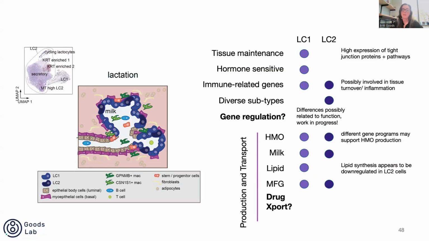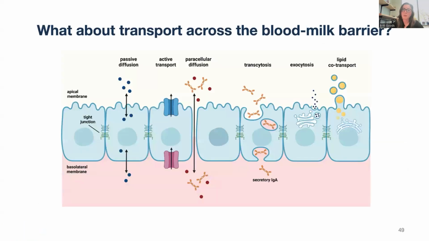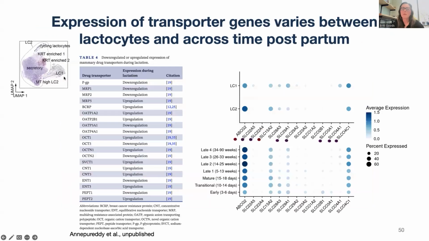But another aspect, of course, that's really important to the biology of these cells is putative drug transport. And so the next question we wanted to ask with this data that we have, again, this is all single cell data, do we see differences in expression of transporters, right? There are a lot of different mechanisms that can lead to the transport of drugs and molecules across the blood-milk barrier. And so a good first step is to look at the expression of some key drug transporters.